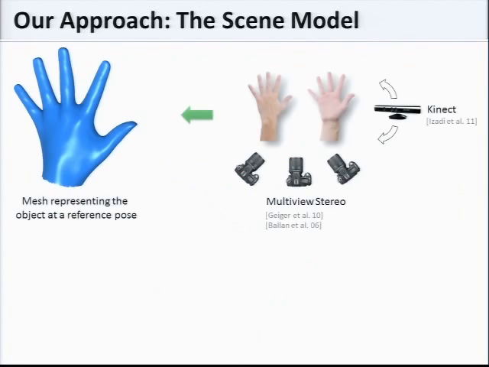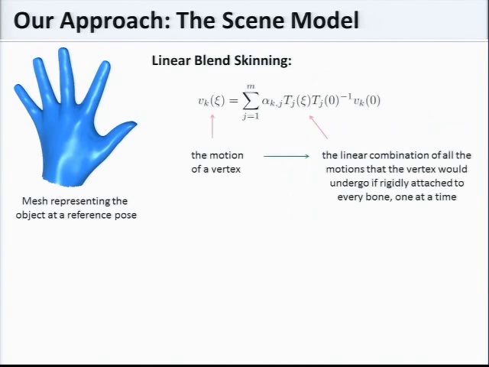If there is any doubt, just ask me questions during the presentation. Then we recovered the model or mesh of the hands in a reference static pose, like we did for the person, using multi-view stereo, though one can also use Kinect. In our process we use multi-view stereo. And then we model the deformation of these hands using the linear blend skinning operator, which is given by this formula.